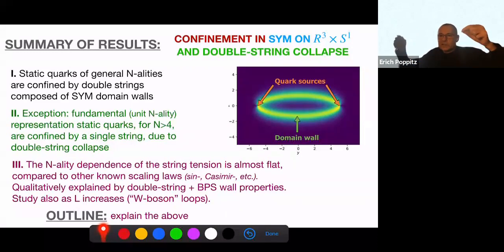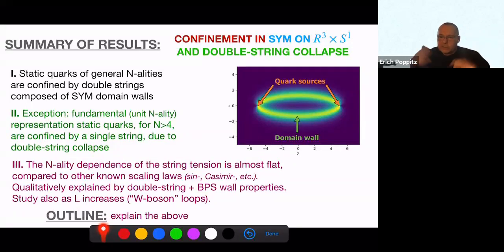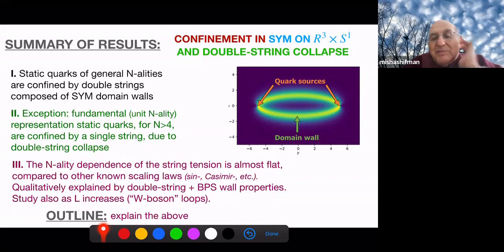And you're just studying static quarks. So the quarks are non-dynamical, so it's a non-issue. Call them probes.